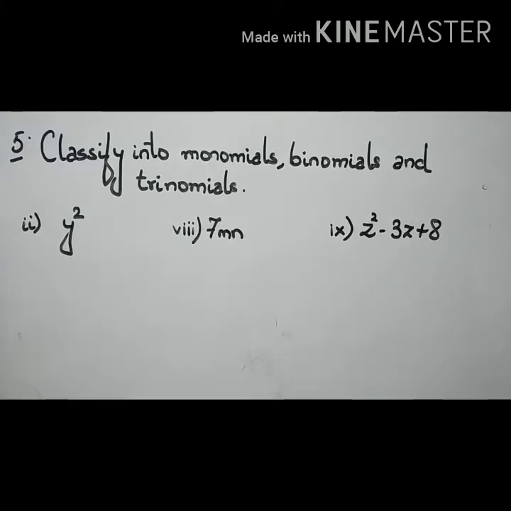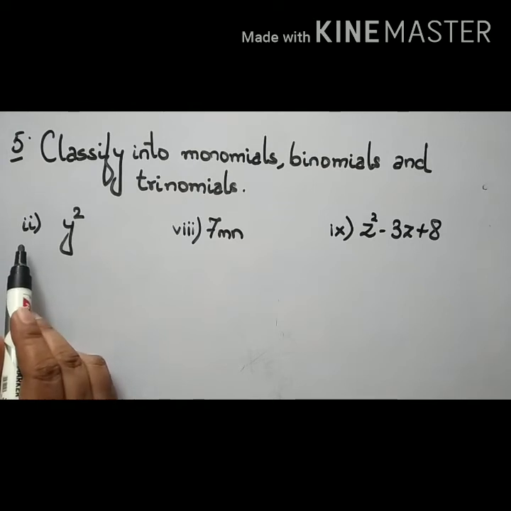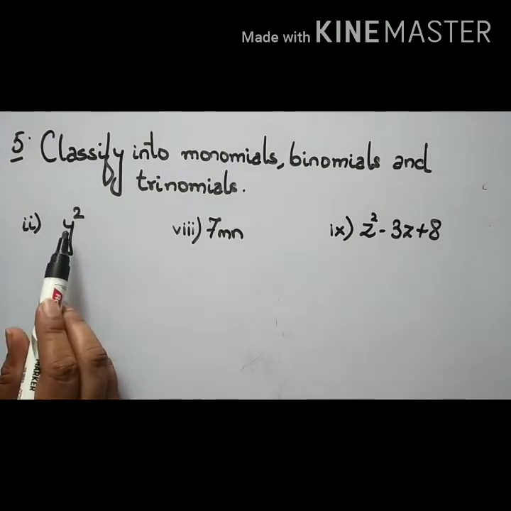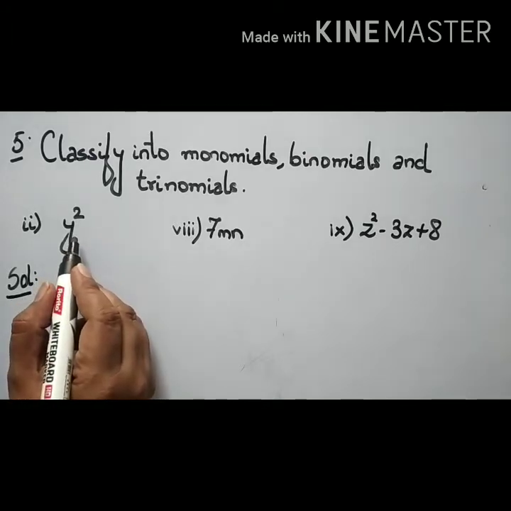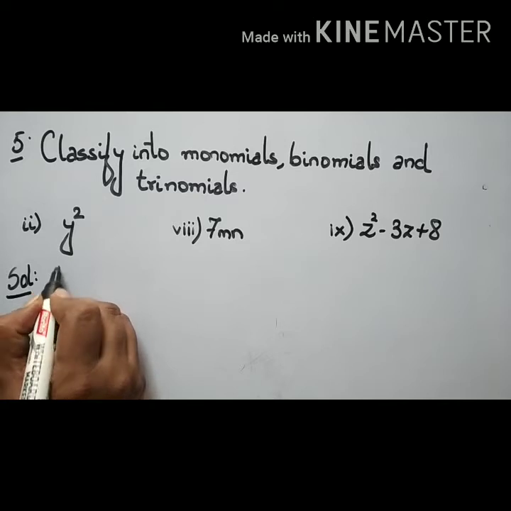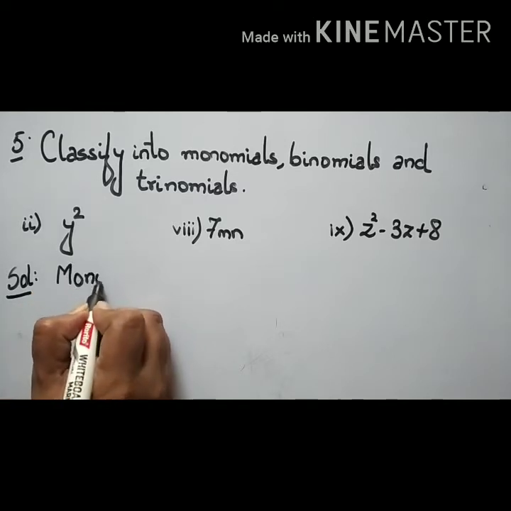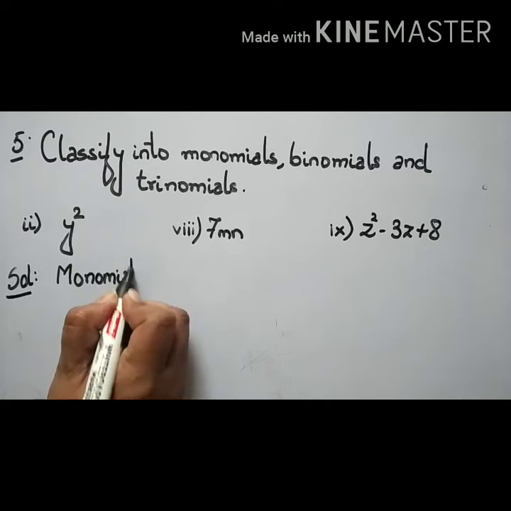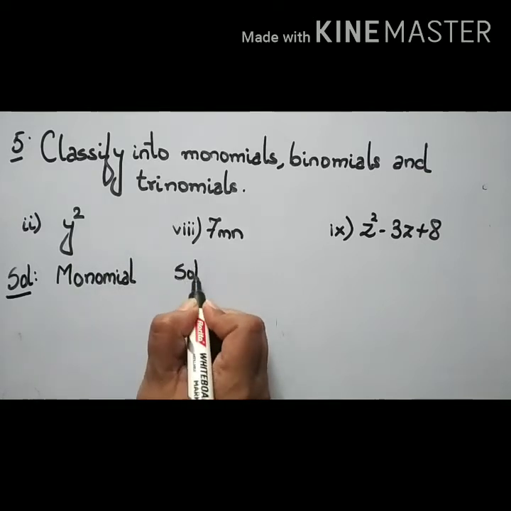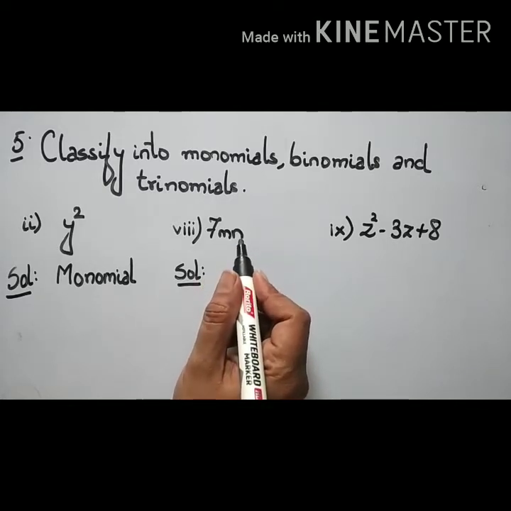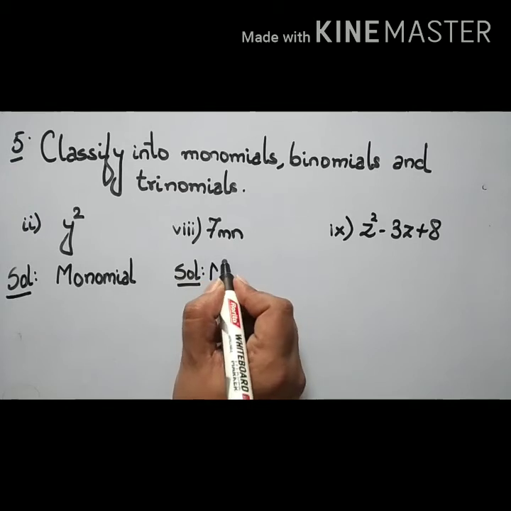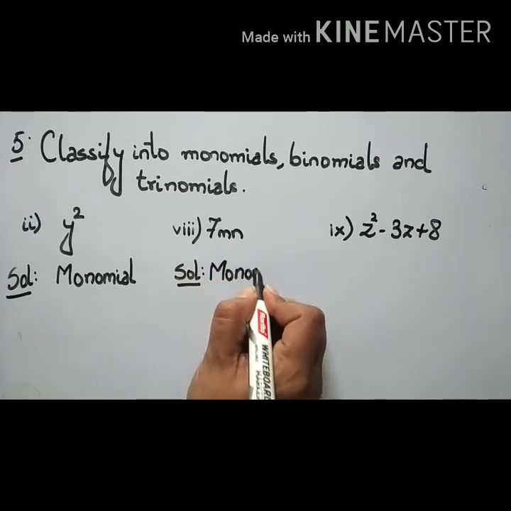So let's solve some of the expressions. Like over here, second part is y square. We have to tell whether these expressions are monomial, binomial or trinomial. As in this expression we have only one term, so it is a monomial. Similarly, for this eighth part, the expression is 7mn. Only one term, so it is a monomial.